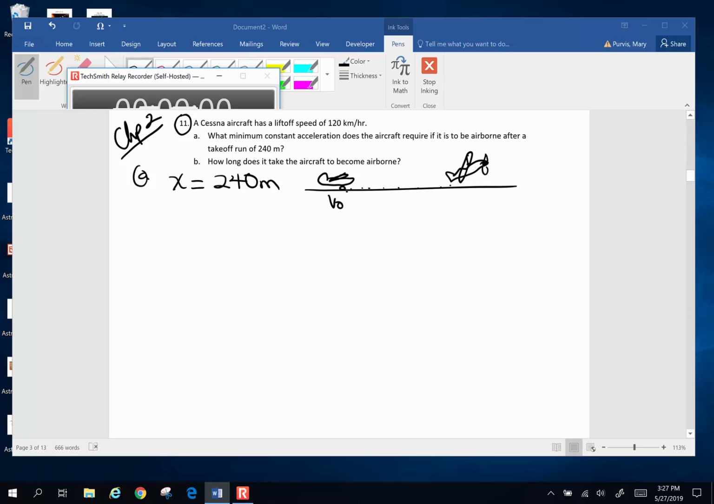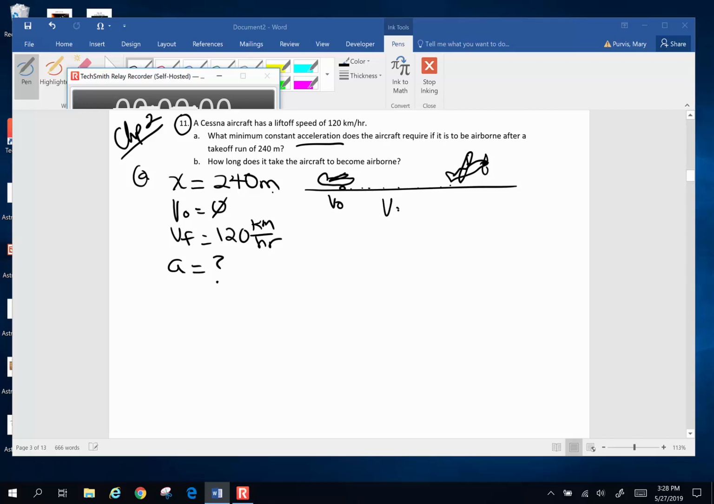Now, we know that that's 240 meters. We know that the original velocity is 0 at the end of the runway, and we know the final velocity is 120 kilometers per hour. The problem is asking at what rate must that aircraft accelerate in order to achieve that takeoff speed. Now, if we look at this, x, v0, vf, and a, what equation comes to mind?